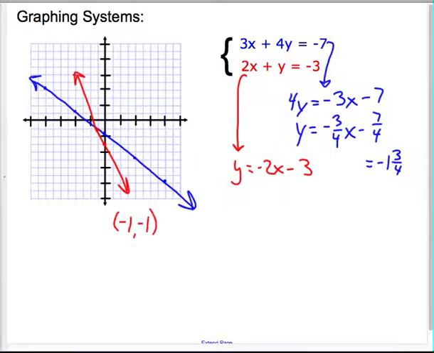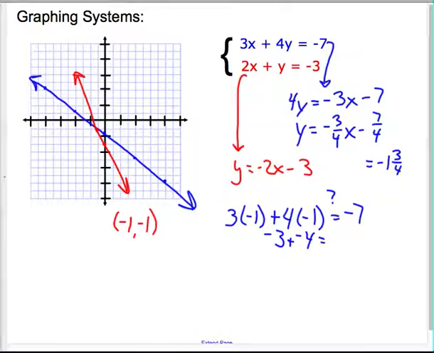Now on this one, especially since that y-intercept wasn't an exact value, I'm going to check my answer and see if it works. So for my blue equation, 3 times -1 plus 4 times -1, does that equal -7? -3 plus -4 does equal -7, so that one checks.